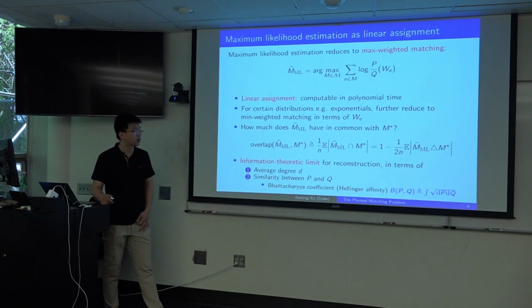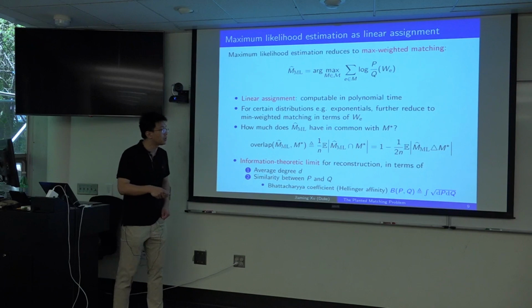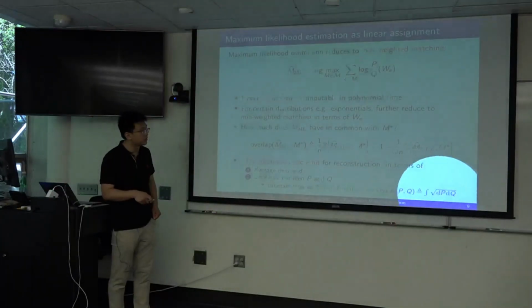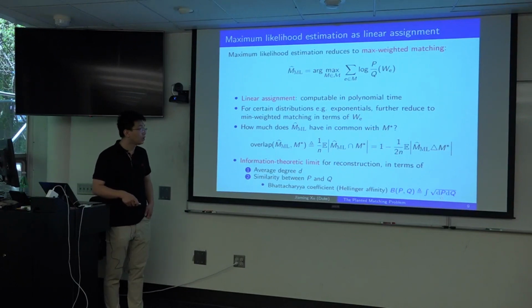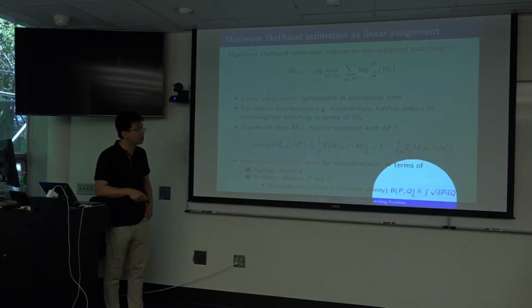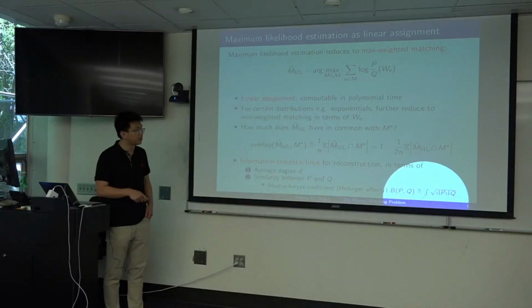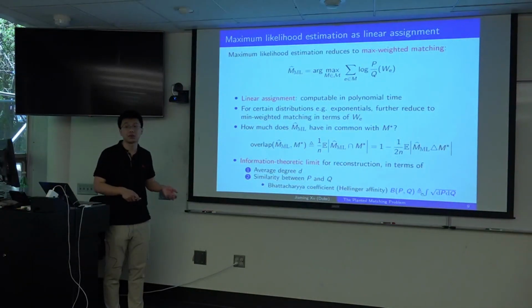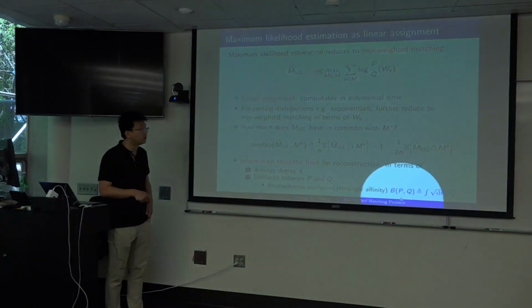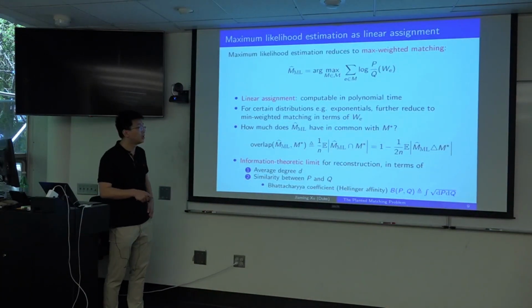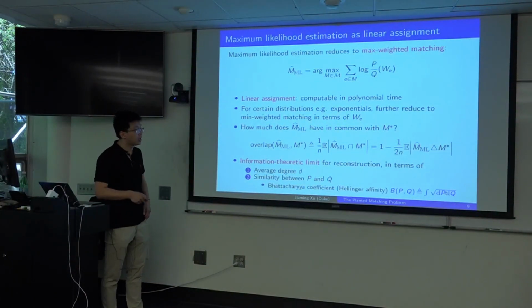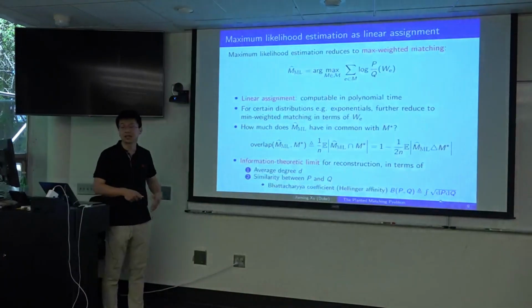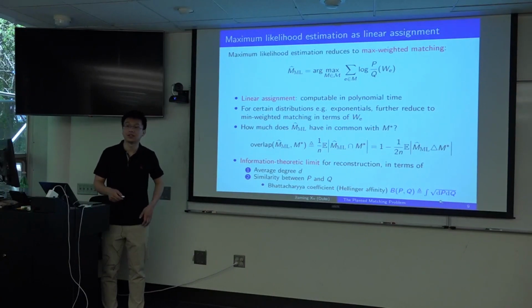It turns out that the right similarity measure between P and Q is the so-called Bhattacharyya coefficient, also known as Hellinger affinity. The definition is the integral of the square root of dP times dQ. For example, when P is equal to Q, this integral gives you 1. That makes sense: when P and Q are the same, the affinity is 1. On the other hand, if P and Q are mutually singular, then this integral gives you 0. In that case, P and Q are very different.